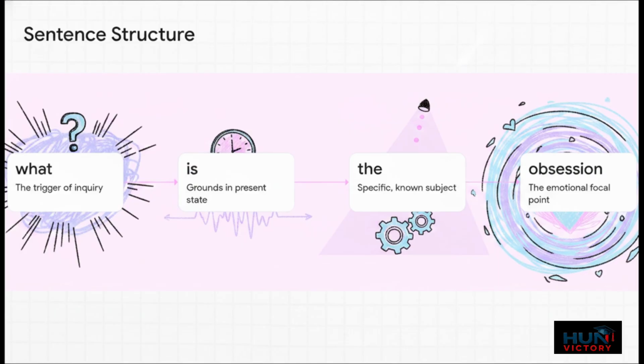Step 3, the. Now, this is vital. It's a definite article, meaning it implies a specific, known subject that the author assumes we already understand. And finally, step 4, obsession, the ultimate focal point. This is what delivers the emotional payload for the entire sequence.